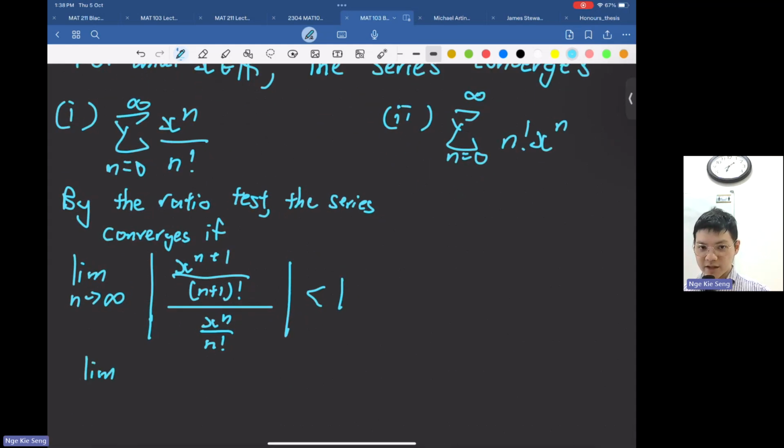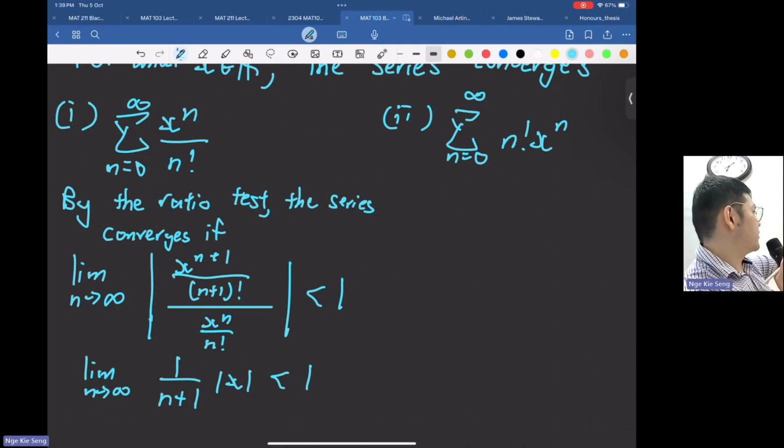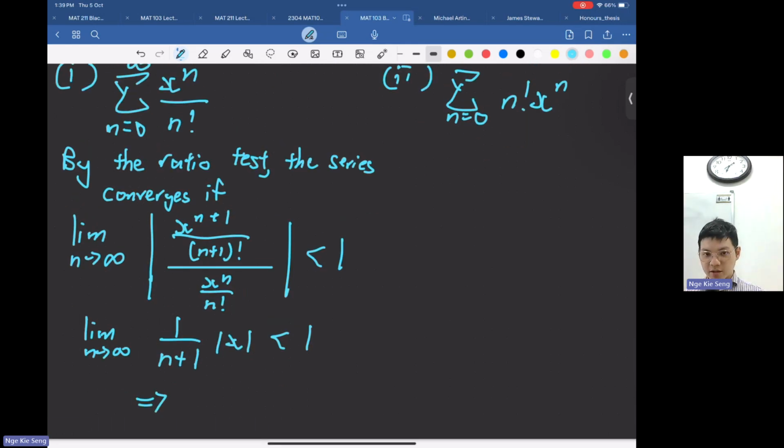You can see that most of the things get cancelled out. So what are you left with? You're just left with 1 over n plus 1, multiplied by the absolute value of x. If you take the limit of 1 over n plus 1, what do you get? 0. 0 times anything is just 0. 0 is always less than 1, so it's always true. Meaning whatever you put in, the limit being less than 1 is always true. So in this case, we say that the series converges everywhere.